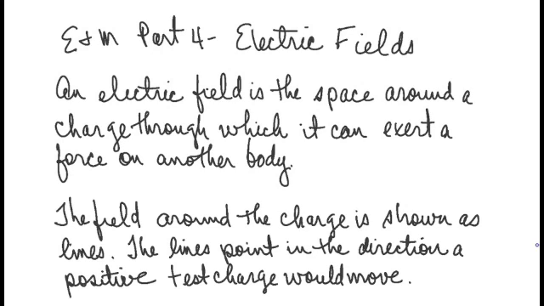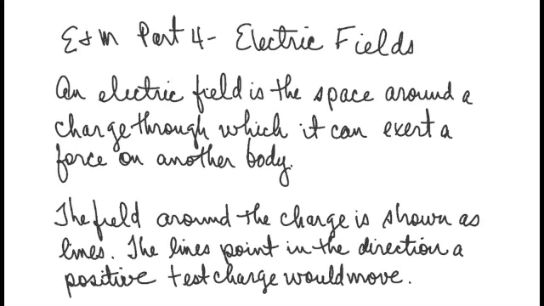Now, how do we determine what an electric field is going to look like? Well, we use a test charge. The field around the charge is shown as lines. And those lines point in a direction a positive test charge would move, obviously when placed near that point.